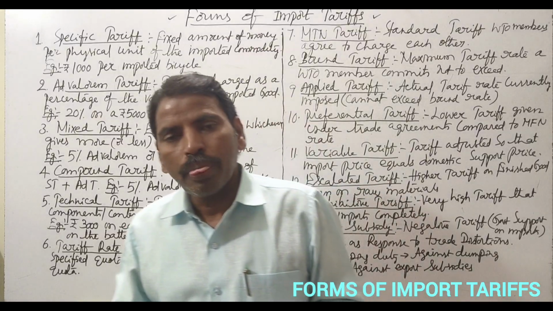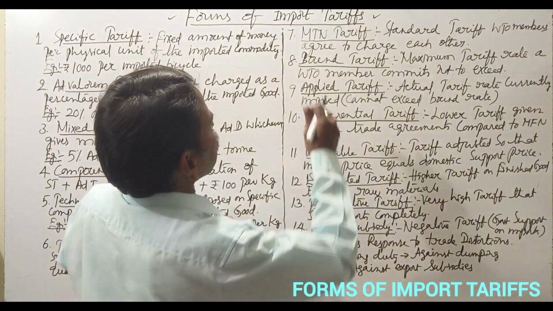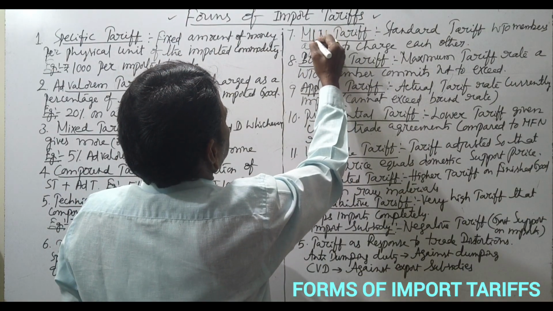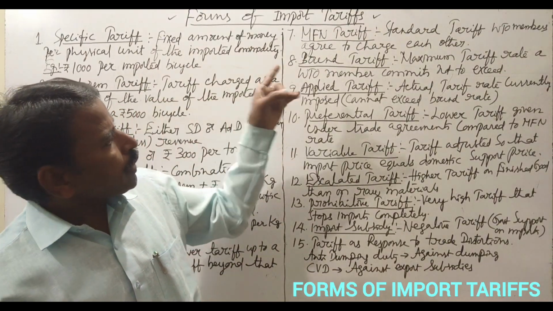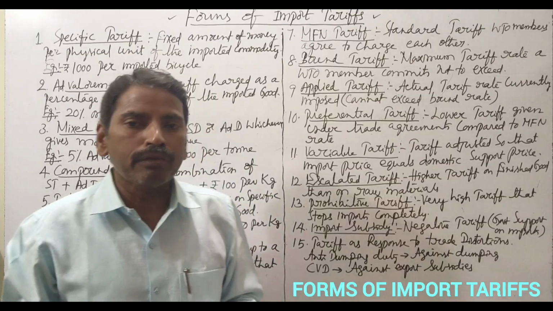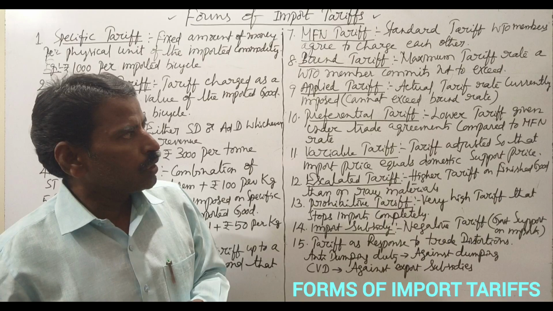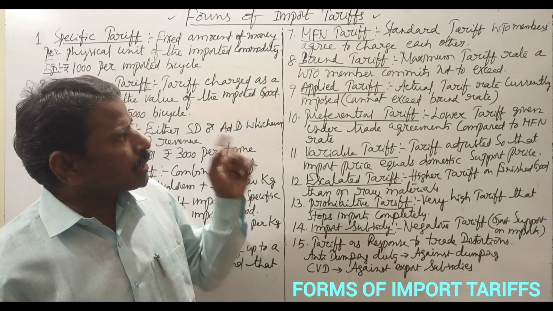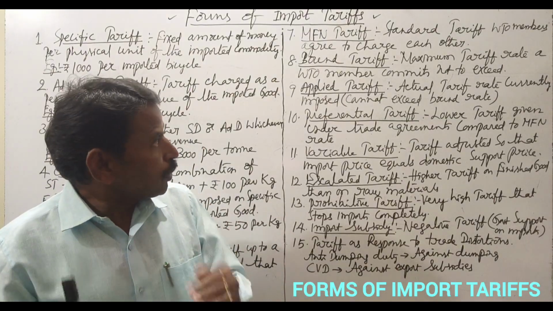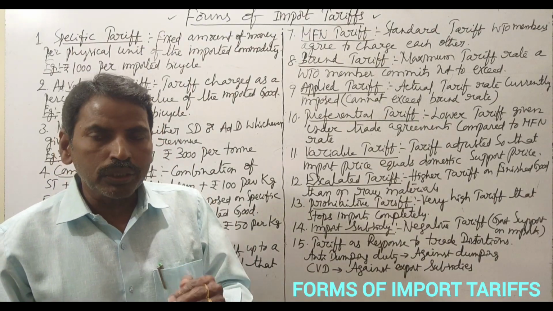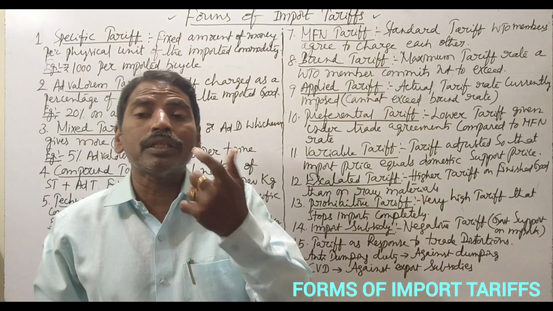Next, seventh one, MFN tariff. Most favored nation tariff. It is a standard tariff that World Trade Organization members agree to charge each other. That is called standard tariff. That is called MFN tariff.